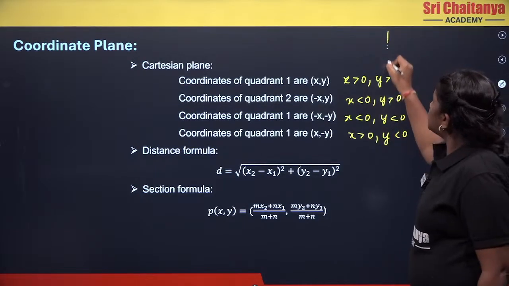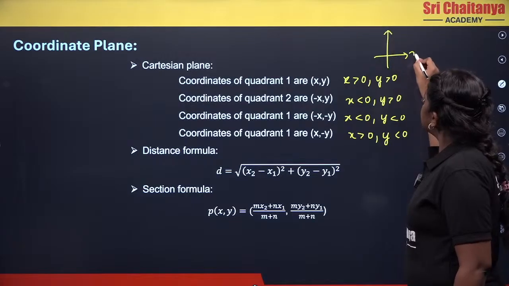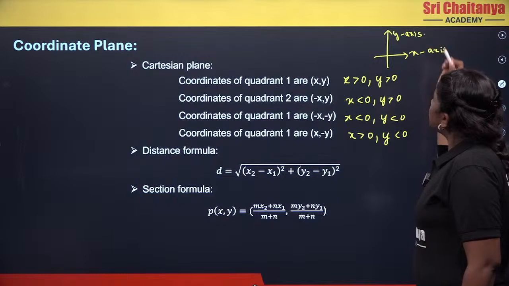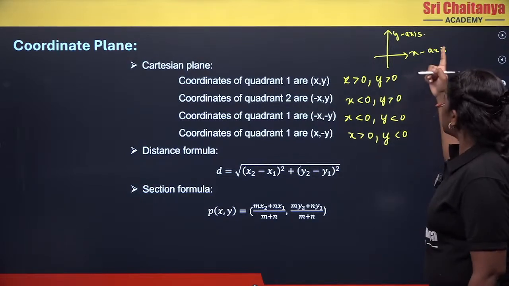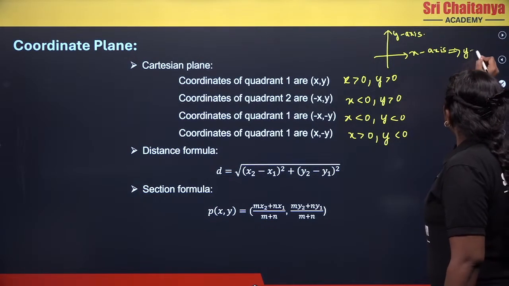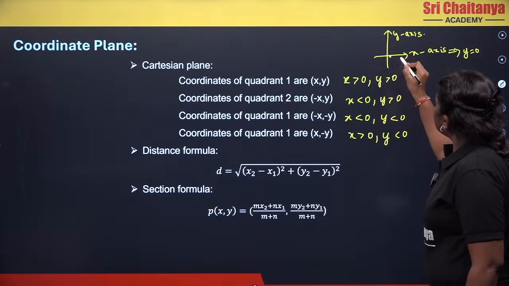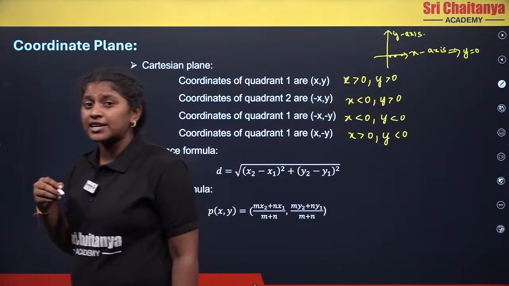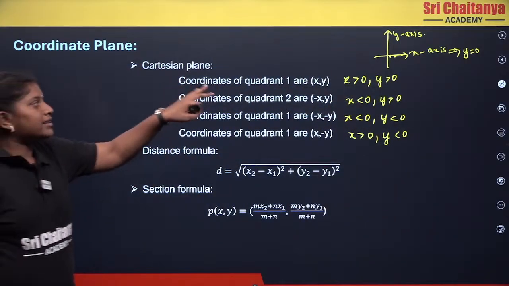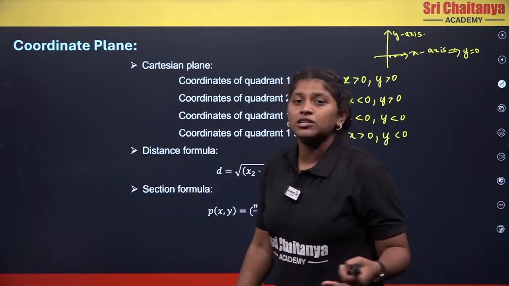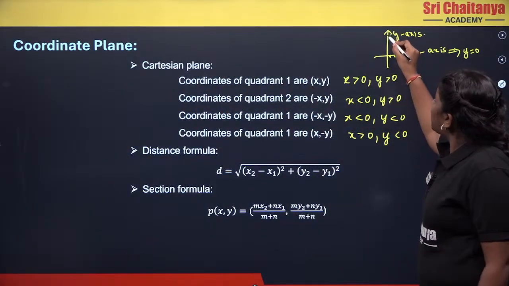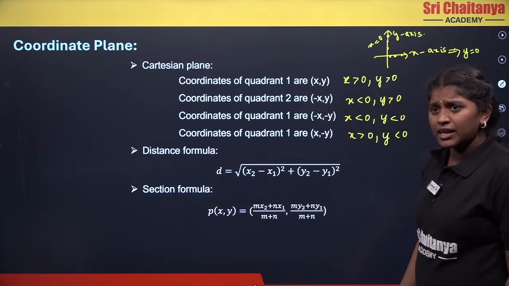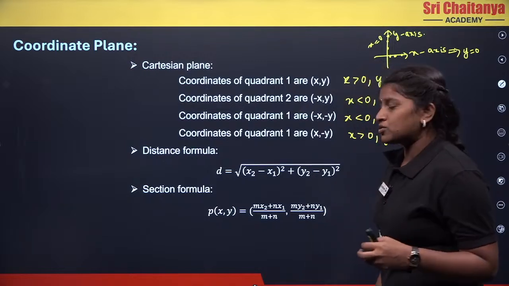Now coming to the Cartesian plane, with the two axes, the x-axis and y-axis, what is the equation of the x-axis? The equation of the x-axis is y equals 0. Why? Because all the points on the x-axis have the y coordinate as 0. In the same way, for the points that lie on the y-axis, the x coordinate is 0, so the equation of the y-axis is x equals 0.